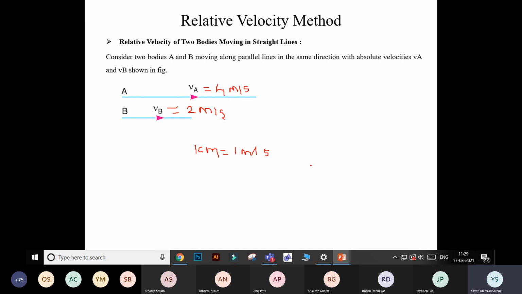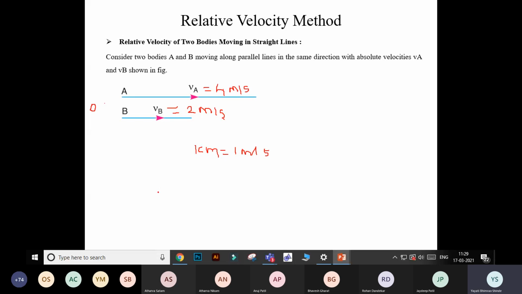Now you have to draw a vector diagram, or represent this velocity by using a vector diagram. You have to take a scale: 1 centimeter is equal to 1 meter per second. Now you have to consider the motion of both the particles A and B with respect to some fixed point. You have to consider the fixed point O, and both the bodies move with respect to point O. Now, how to draw this vector diagram?